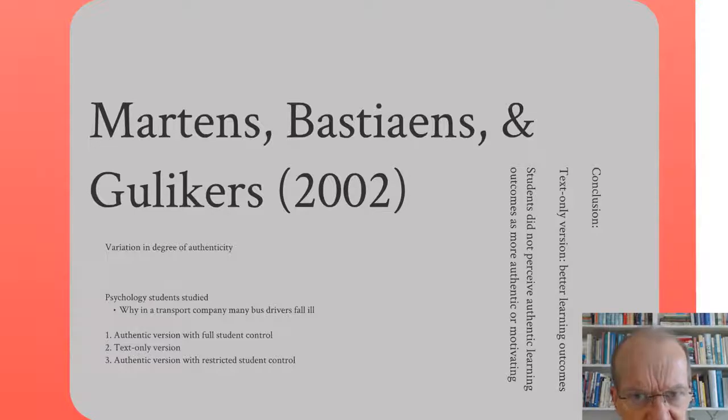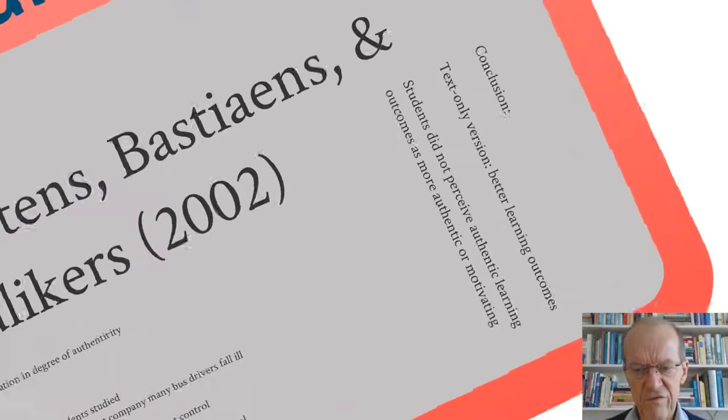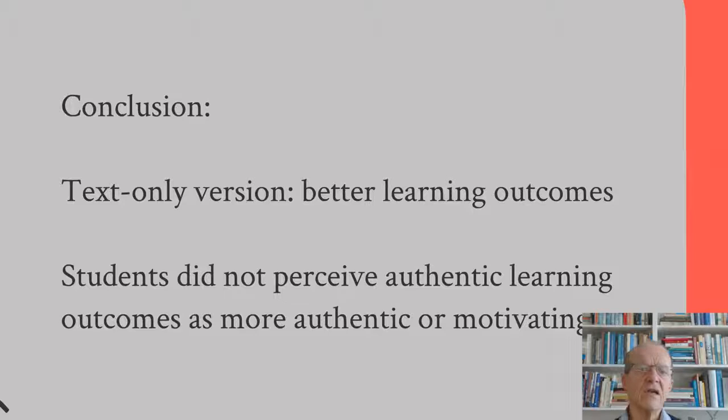Now, the interesting outcome of this study was that, in fact, only the text-only version did produce better learning outcomes. So the text-only version, which was a more or less abstract version, was in fact a successful environment to produce learning outcomes, predictions, or in fact interpretations and inferences about the relationship between characteristics of the transport company and the ill rate of the bus drivers.